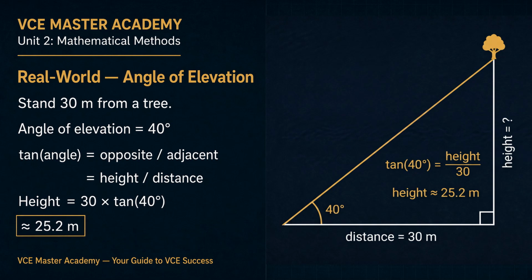Look at the triangle on the right. Tan of the angle equals the opposite side over the adjacent side, height over distance.